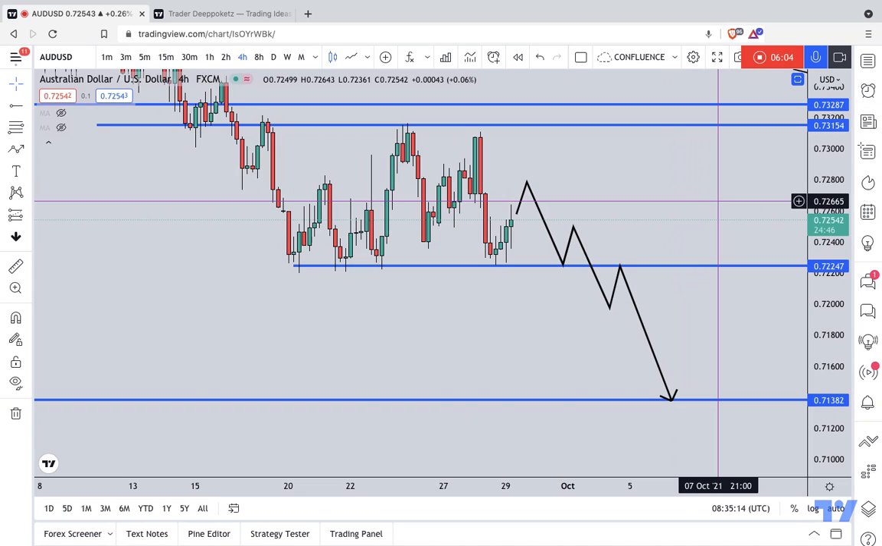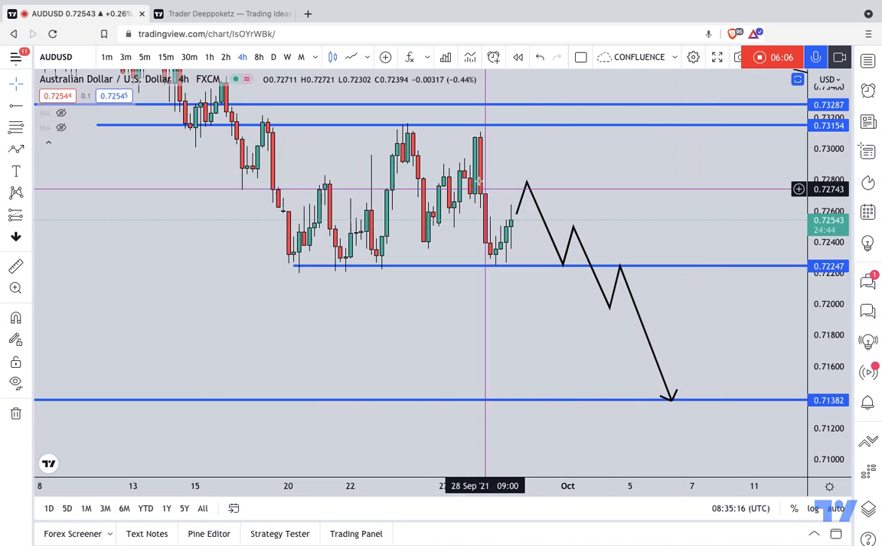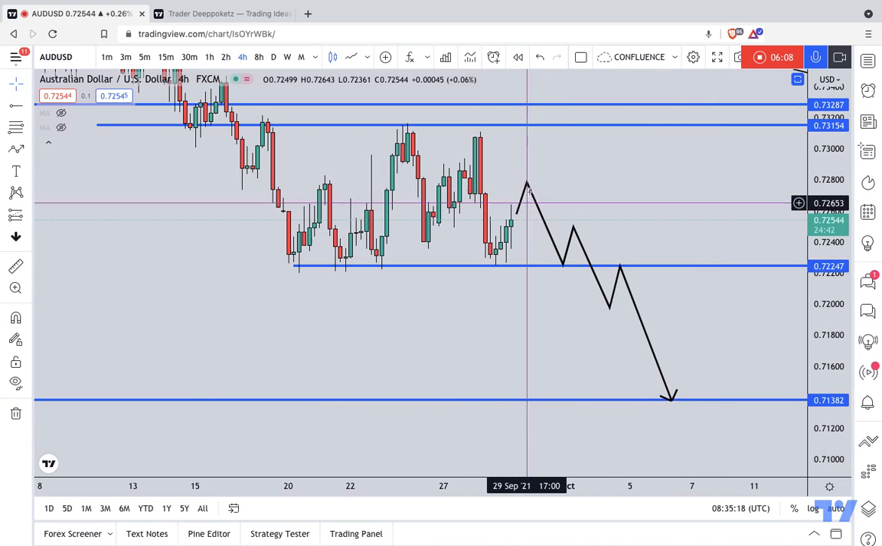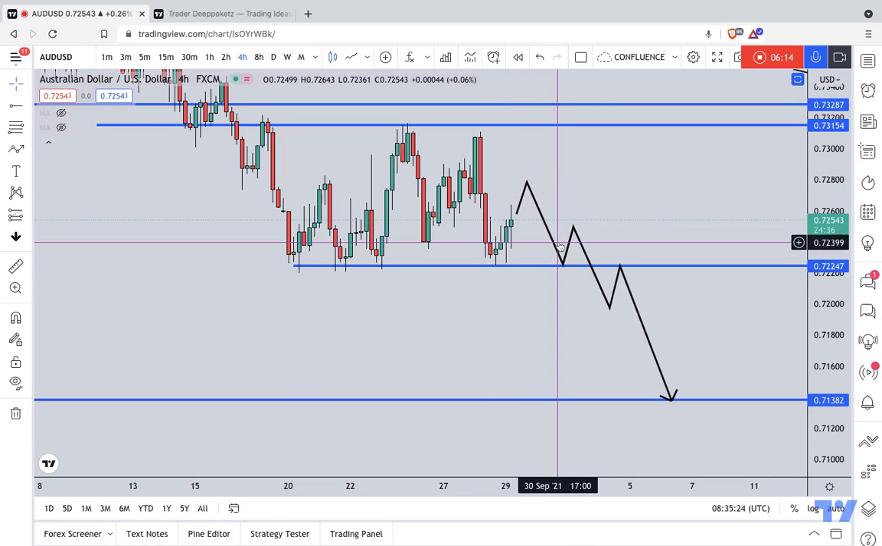But look out for month-end volatility. Don't get trapped into the Aussie maybe heading higher. I reckon it's just month-end volatility.